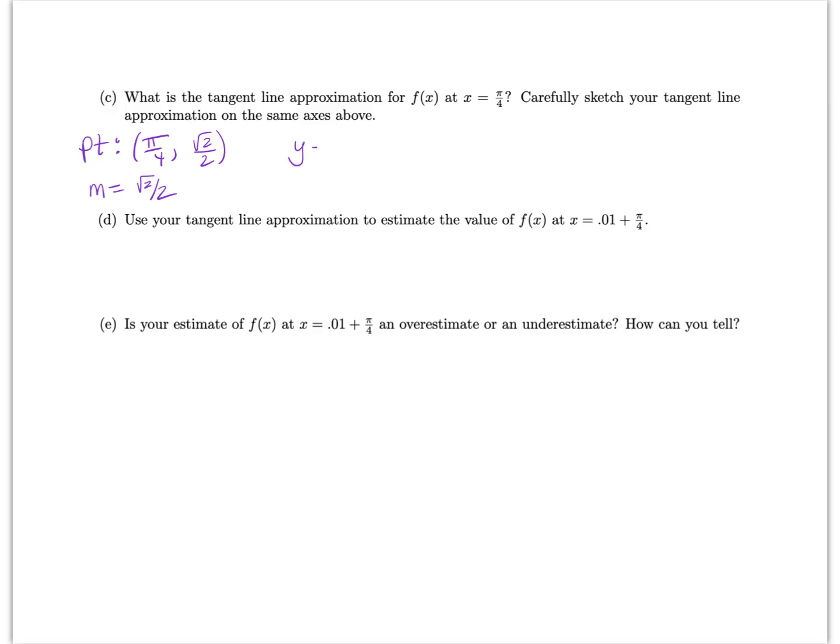So I have y minus y1 equals m times x minus x1. There we go. And I could solve it for y if I wanted to. Just add the root 2 over 2 to both sides.